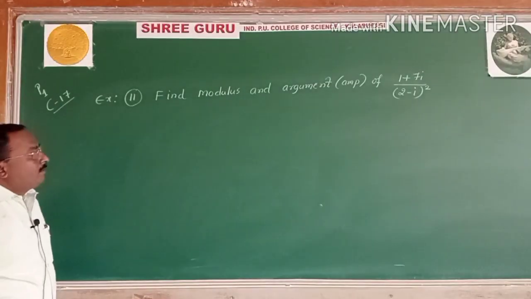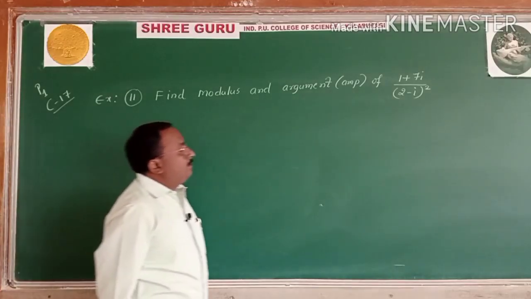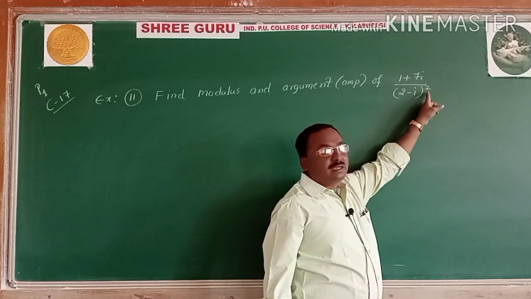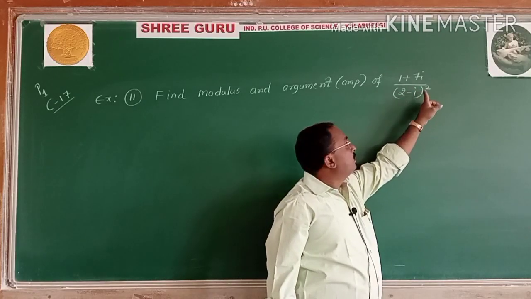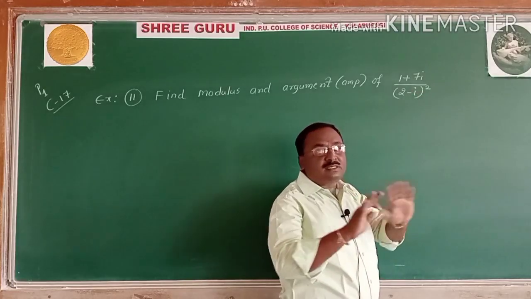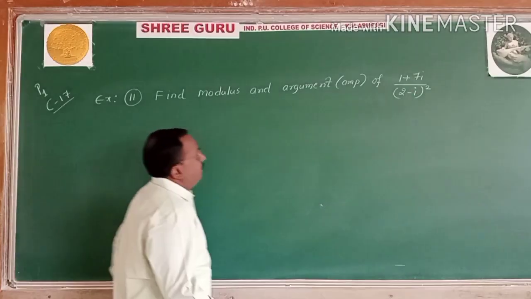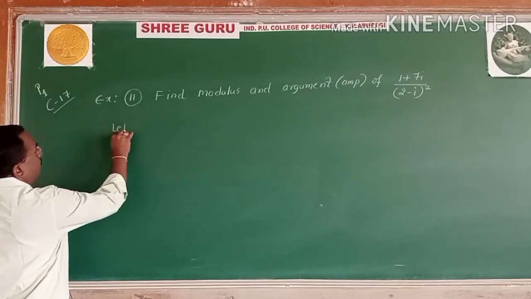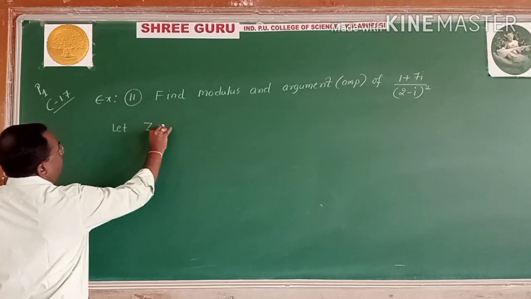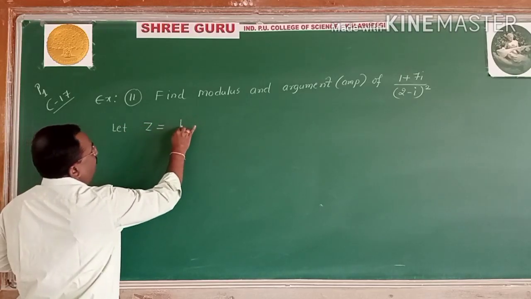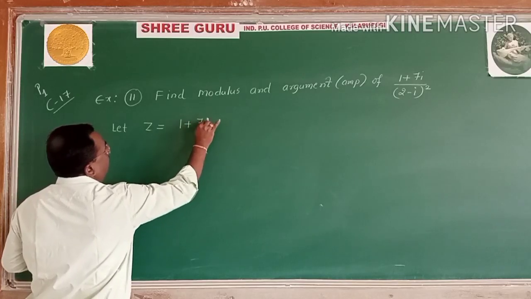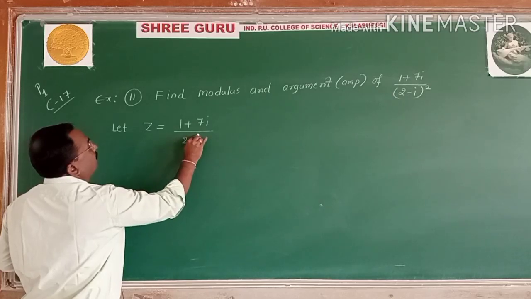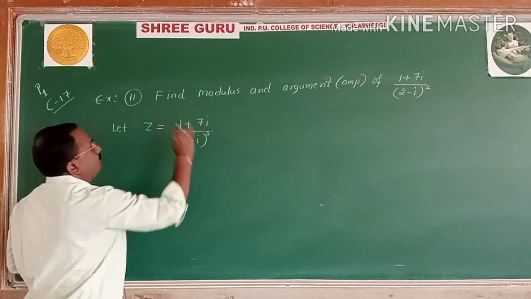Here, find the modulus and amplitude of this one. This is an incomplete complex number, so make it complete. Here a square is there, division is there, so first convert it into complex form. Let z is equal to (1 plus 7i) divided by (2 minus i) whole square.